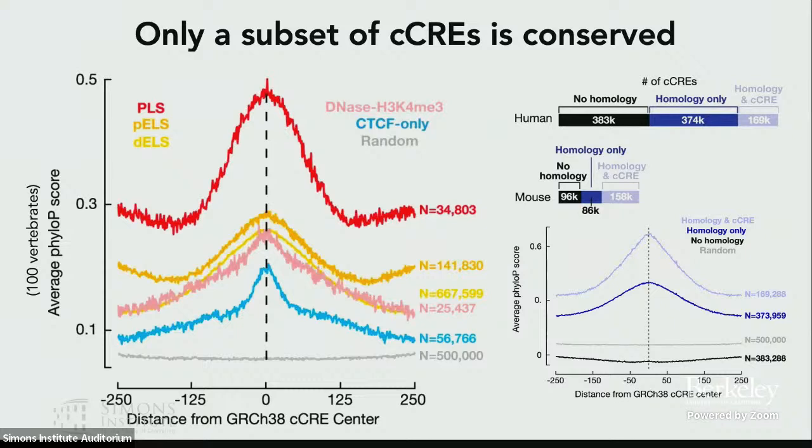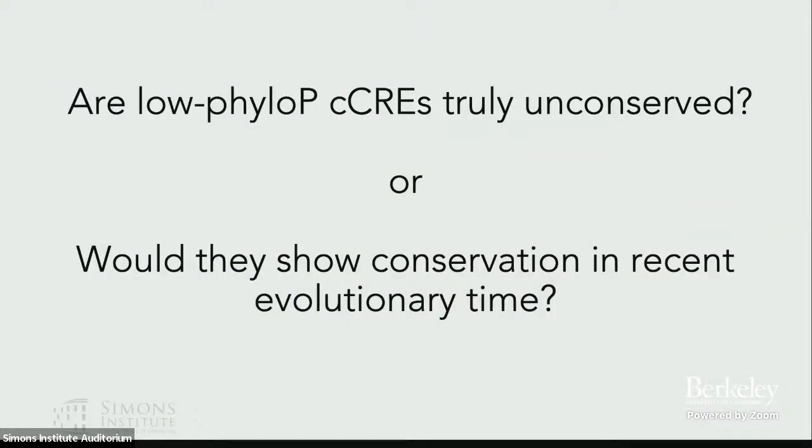So for a while, we kept on pondering over this. Are these low PhyloP CCREs truly unconserved? Or the data we had for conservation was across 100 vertebrates, and it's a long evolutionary distance. Perhaps some of these CCREs will show conservation in more recent evolutionary time, right?